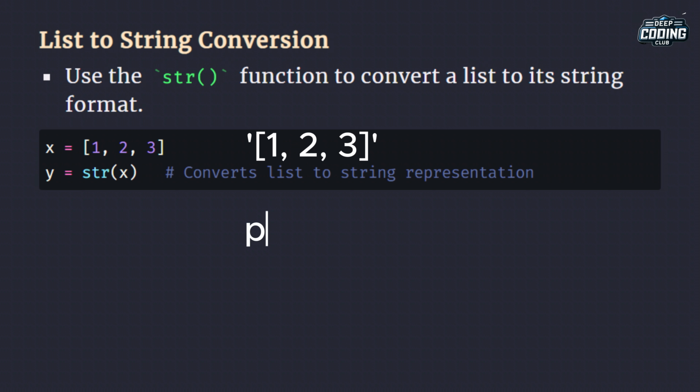Now guess what would be the output of y0? Because it has been converted to string, then output would be opening square parenthesis, not 1. Just keep it in mind. This is how a list is converted to a string.